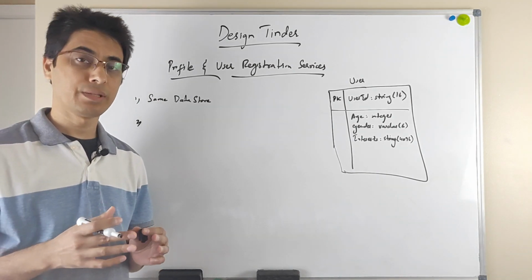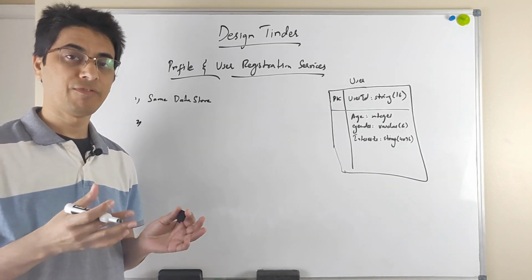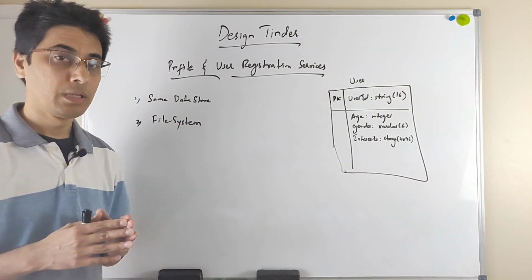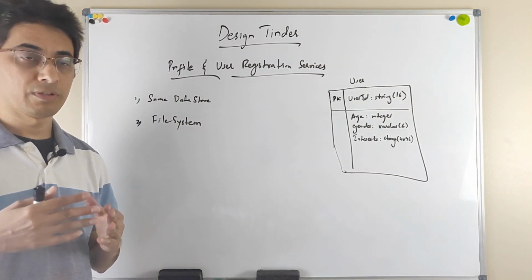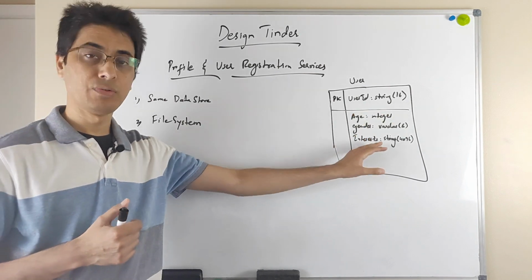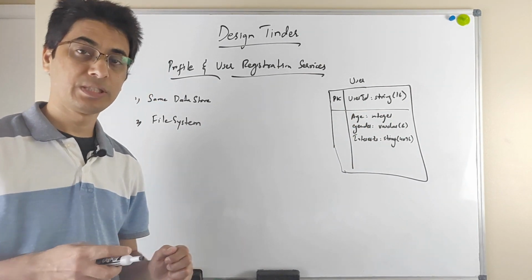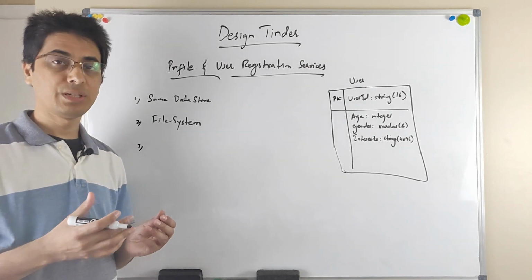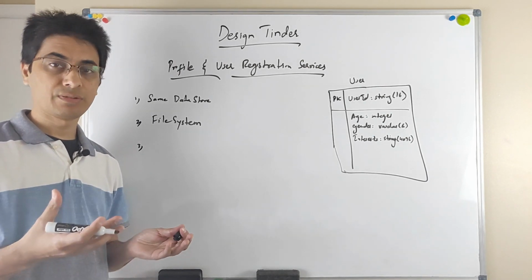The second approach is we store these images in a file system, and now we only store the path to the files here in this user table. And the third option we have is we store the images in an object storage service.